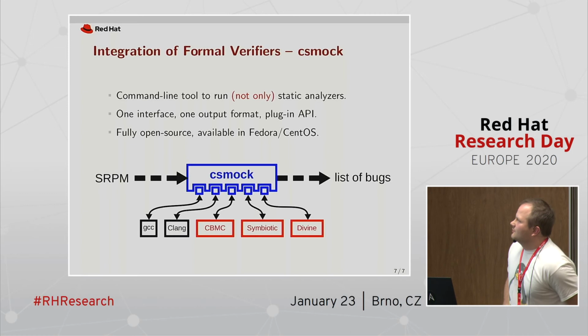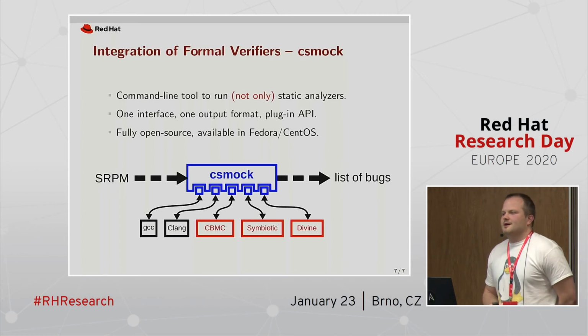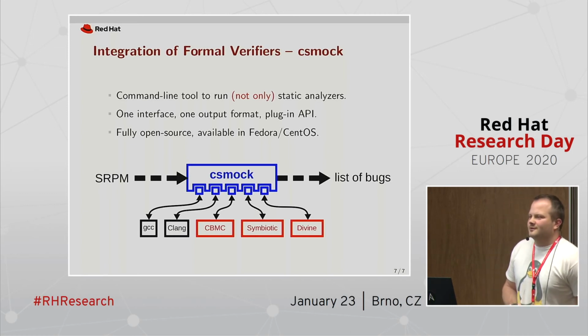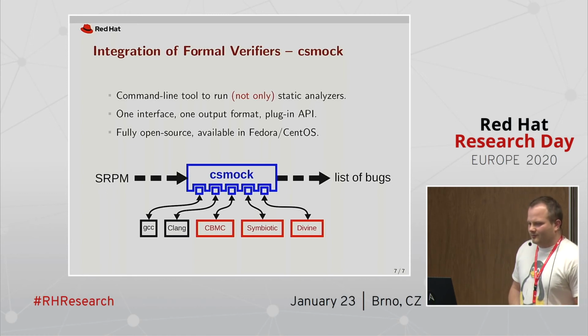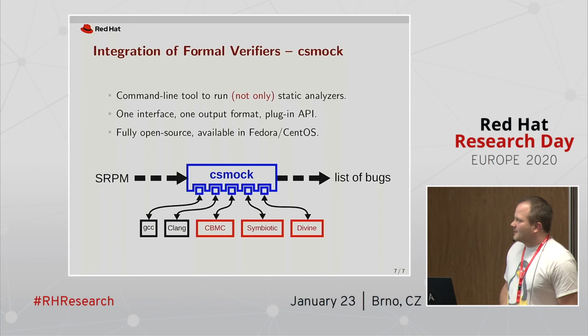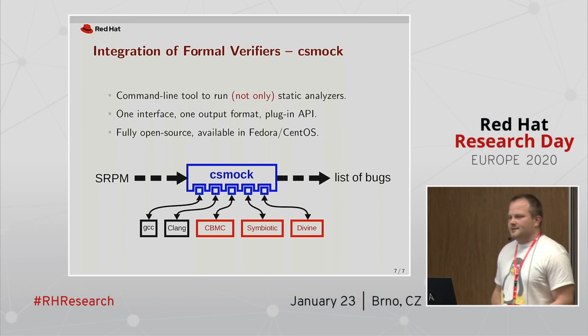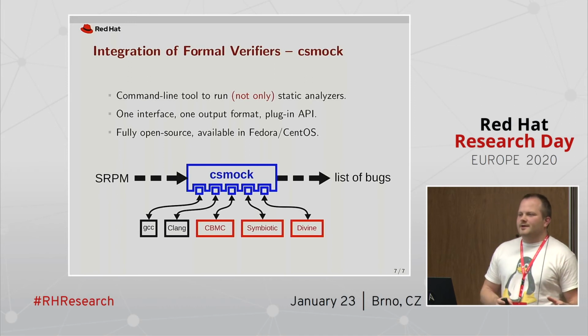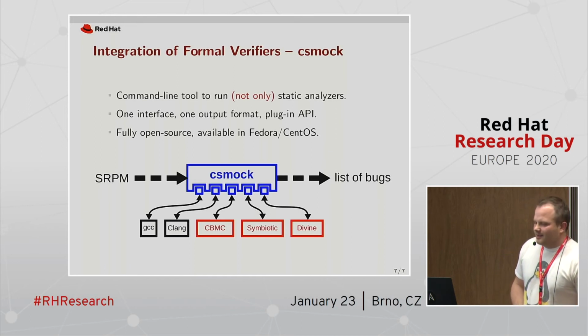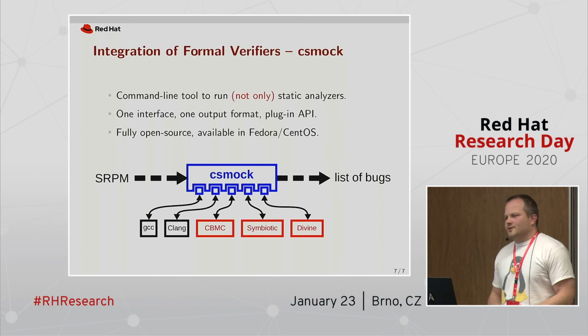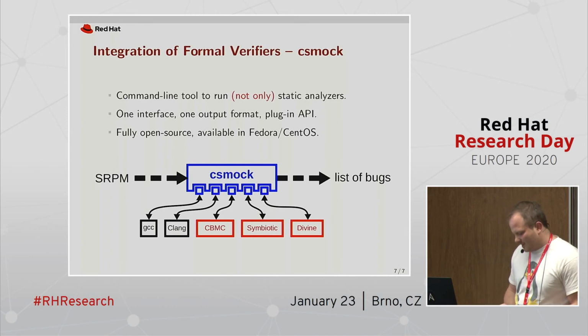Here you can see the ultimate goal of this project. Our tool CSMock for running static analyzers is going to be extended to run also formal verifiers. As we use it now, CSMock takes a source RPM package, runs various static analyzers on it, and returns the list of potential bugs in a unified machine-readable output format.